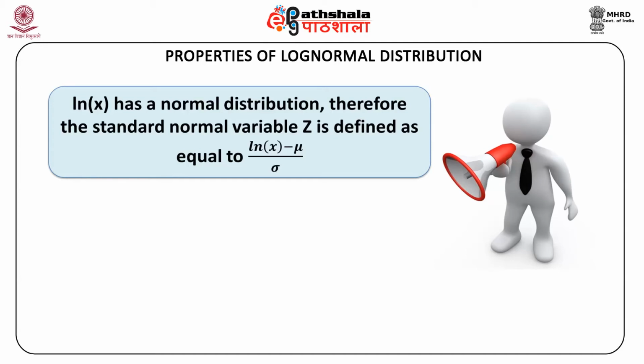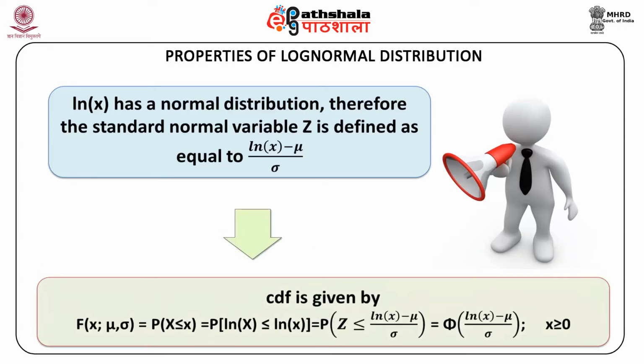The CDF of log normal is given by F(x; mu, sigma), which is the probability that X is less than or equal to x, which is equal to the probability that (log X minus mu) divided by sigma is less than or equal to z, which is equal to phi of (log x minus mu) divided by sigma, where x is greater than or equal to 0.